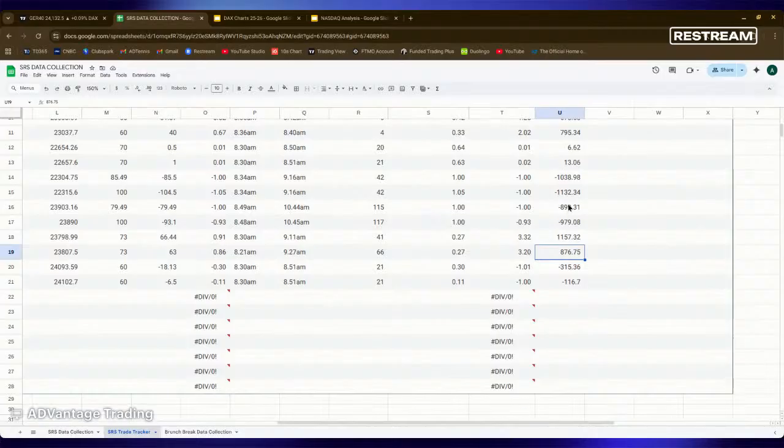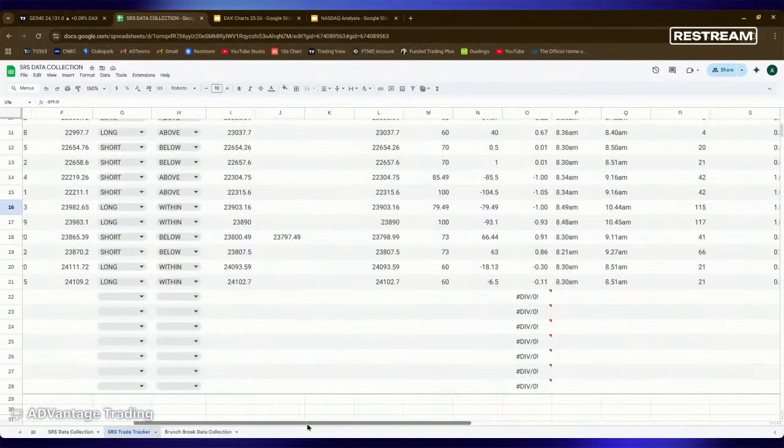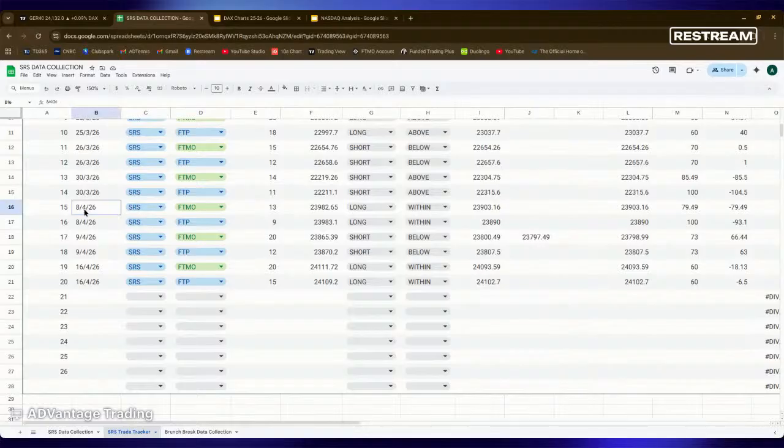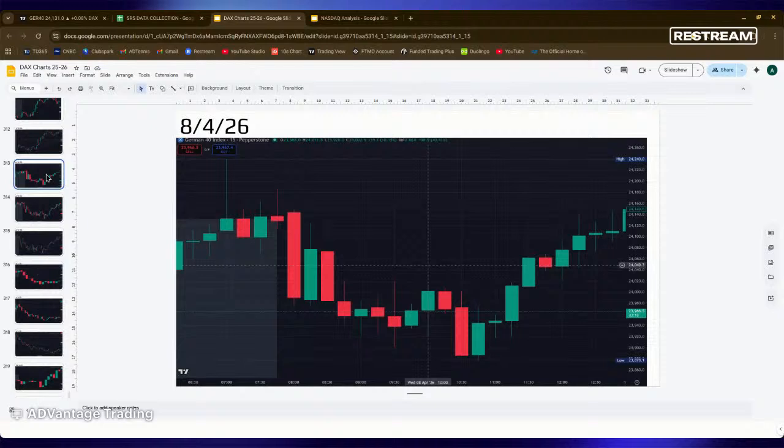So let's look at a losing example as well. If we go back to the previous day, to the 8th of April, now this should have been a winning day, and I'll explain why I screwed this up. But this is an interesting example because this should be a winner, but I ended up losing money. And this is a good example of why it's so important to follow all my rules to a T in order for this to be profitable.